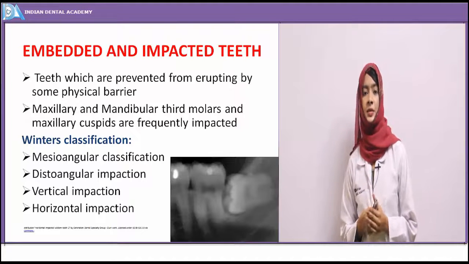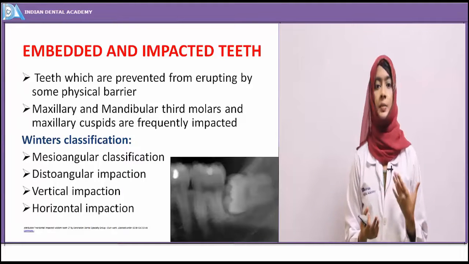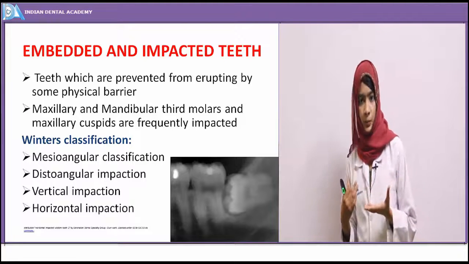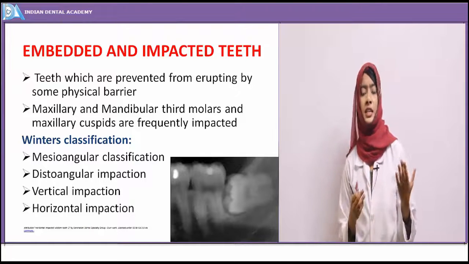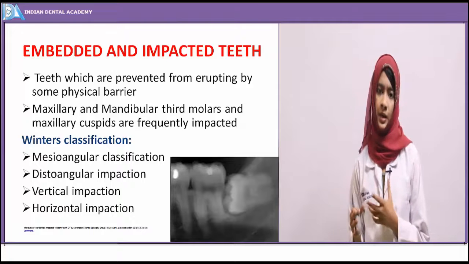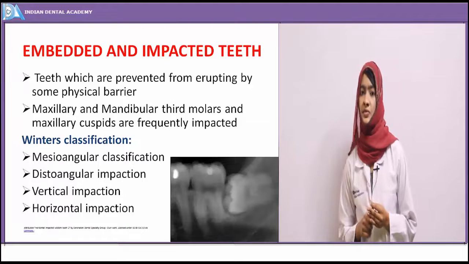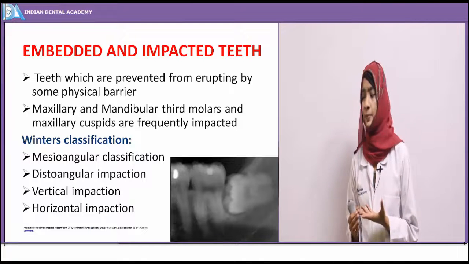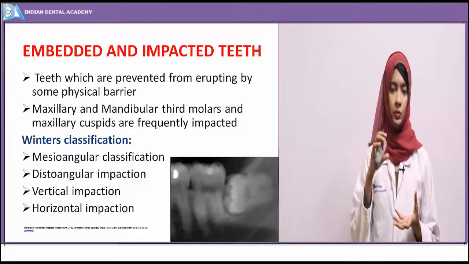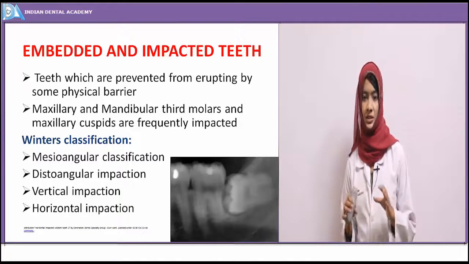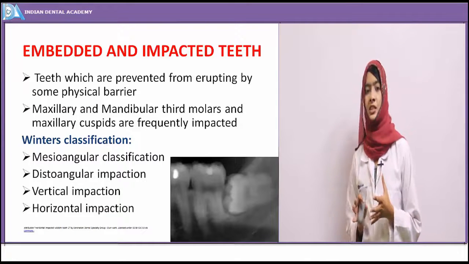The other disturbance is embedded and impacted teeth. What are embedded teeth? Embedded teeth are teeth which are present inside the bone. They are prevented from eruption by some physical barrier. These are individual teeth which are prevented from eruption. Impacted teeth are usually prevented from eruption by some physical barrier like bone. Actually, impacted teeth are teeth which lie completely within the bone. They are not in the oral cavity.